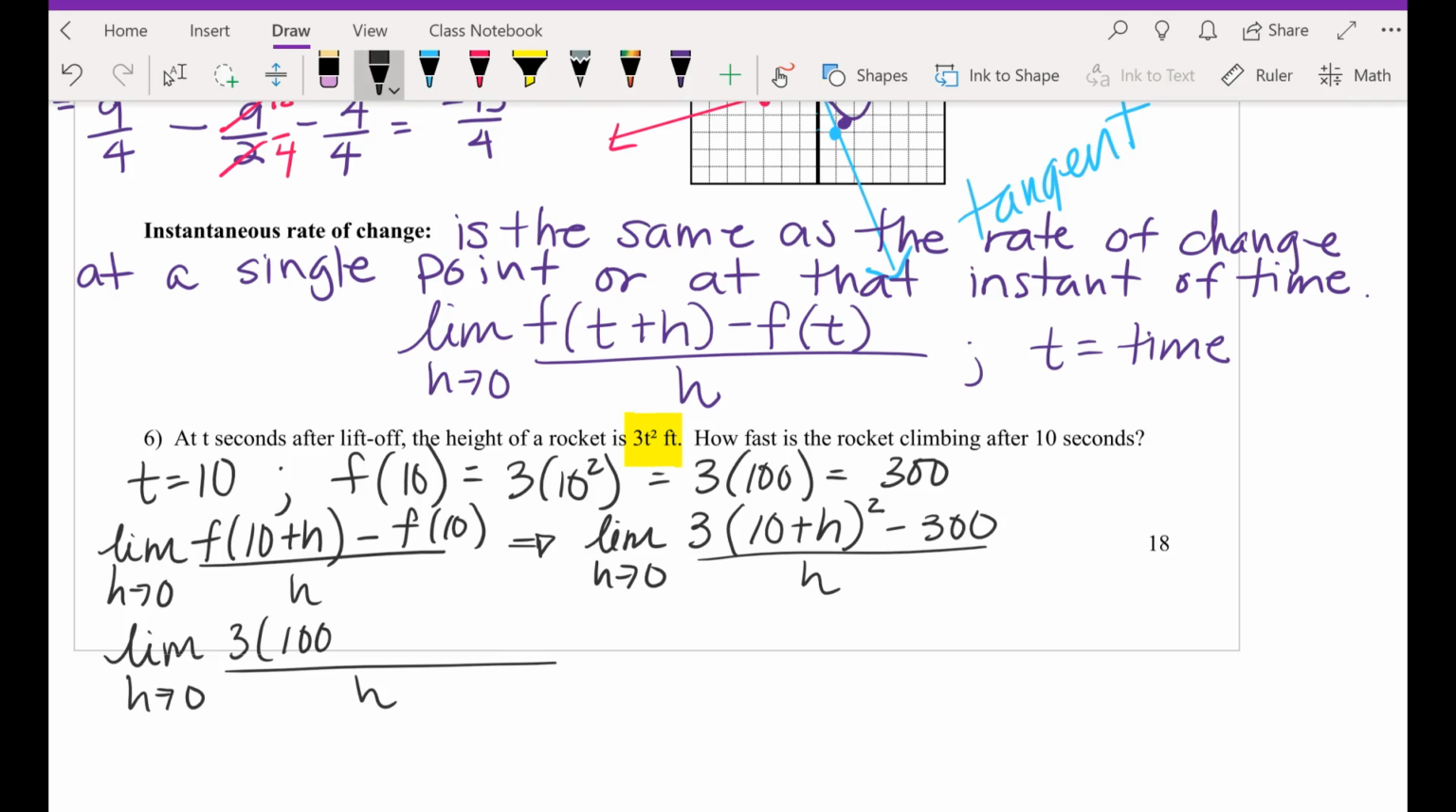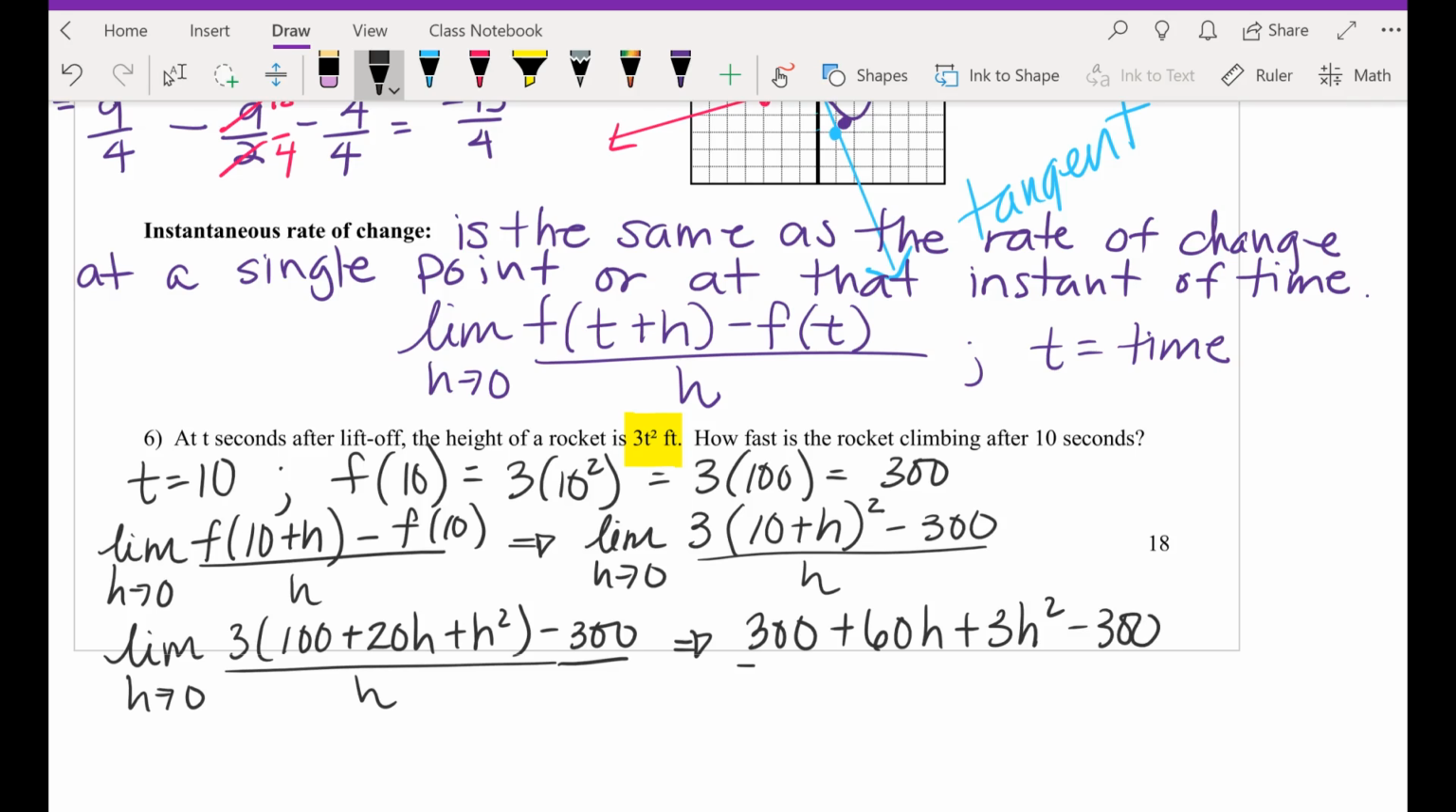That's going to be 100 plus what? In the middle, 20h. And then now I can do h squared. And then we're going to subtract 300. Perfect. Then from there, we are going to distribute. That's 300 plus 60h. Is that okay? Plus what else? 3h squared. Then drop down my 300, all of it over h.